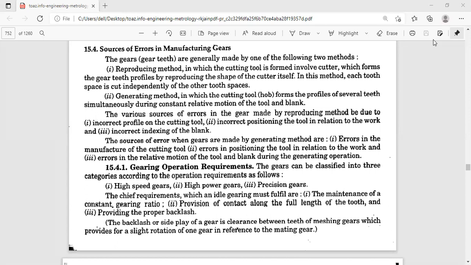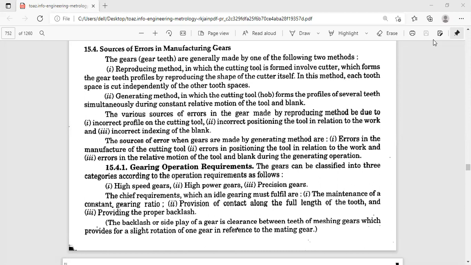This is not in the syllabus, but we try to have the classification of gears according to the operation requirements, because they can be used for high speed gears, high power gears, and precision gears. Nowadays, we are more concerned about the precision gears in today's world. So the maintenance is also a very important part as far as the machine or a gear is concerned.